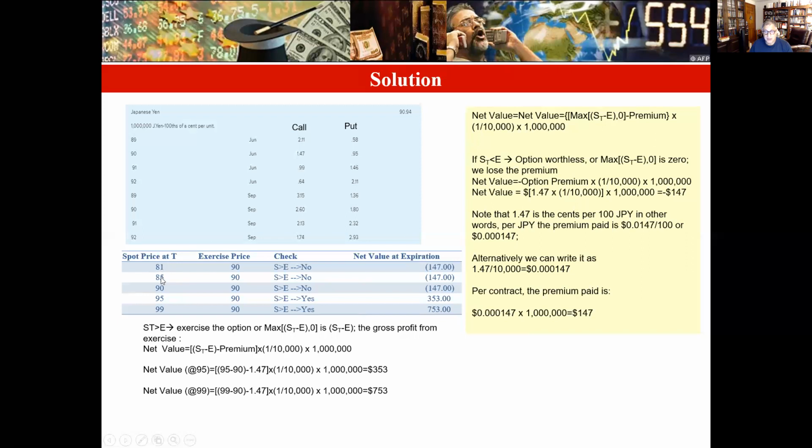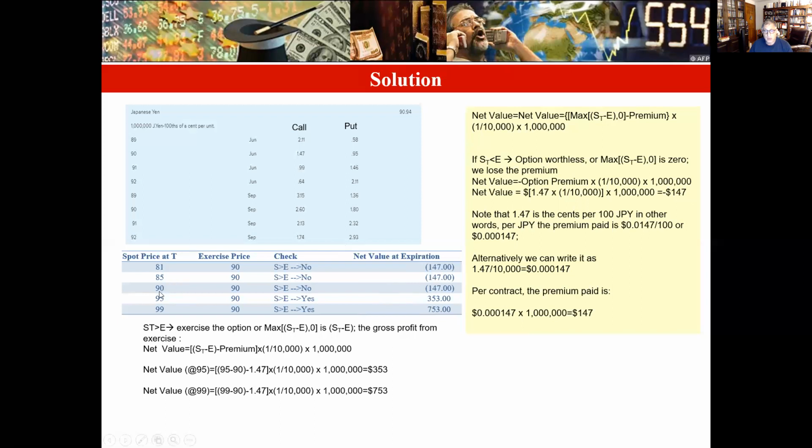What about 85? Well, nothing changes if the spot price turns out to be 85. Still, we have this condition, that is, the spot 85 is smaller than 90. Therefore, this first part again is going to be 0. And then the premium that we paid is still there. Therefore, the value still is going to be minus 147. The option is not going to be exercised. Therefore, we're going to incur the cost that we paid, the premium that we paid for this option.